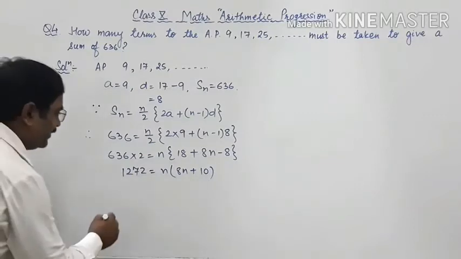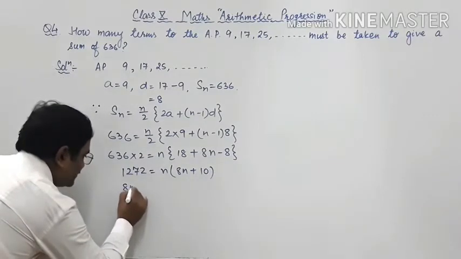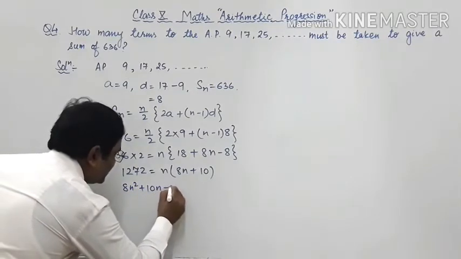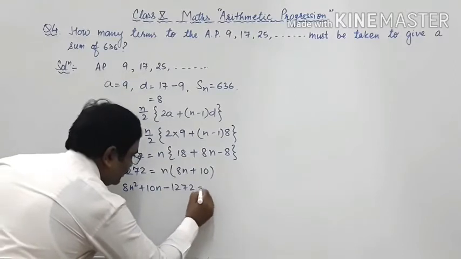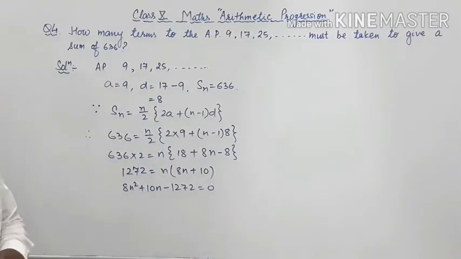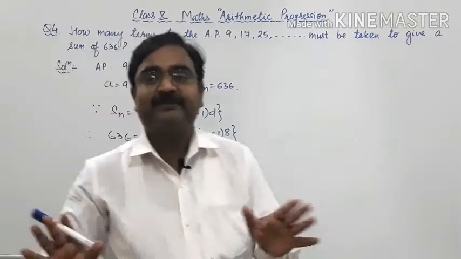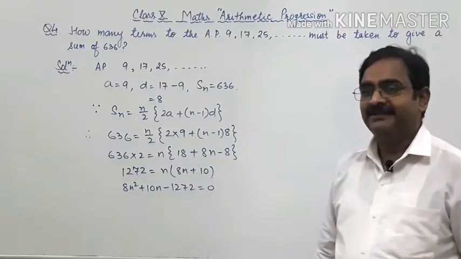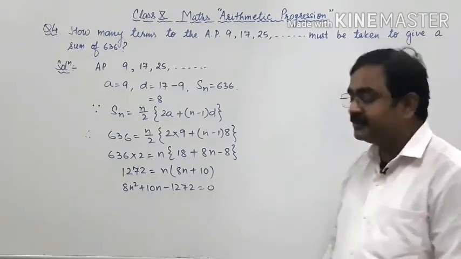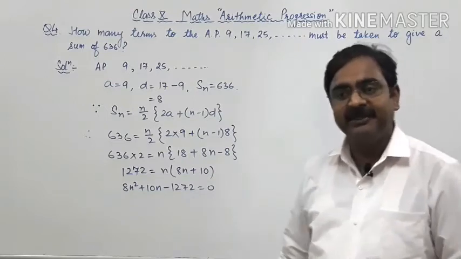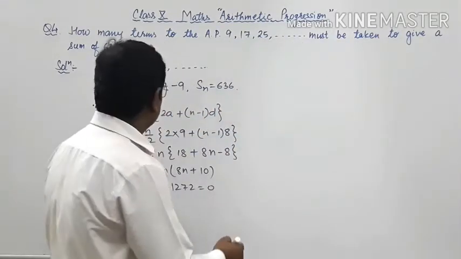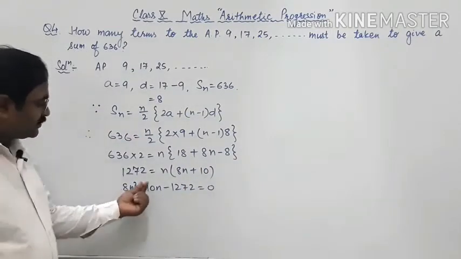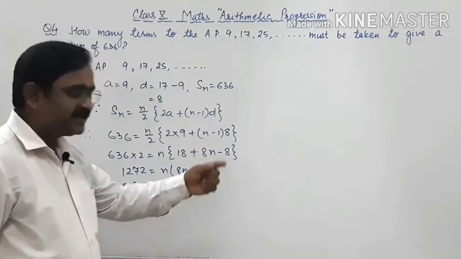Multiplying, we will get 8n square plus 10n minus 1272 equals 0, which is a quadratic equation, and we have to factorize this quadratic equation to find the value of n. So let us factorize this quadratic equation by splitting the middle term, right? So our quadratic equation is 8n square plus 10n minus 1272.